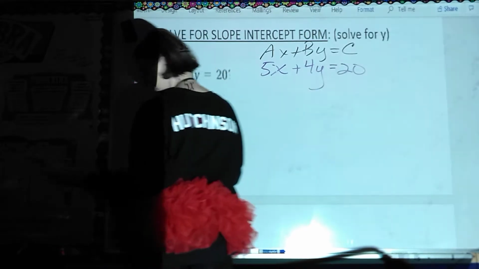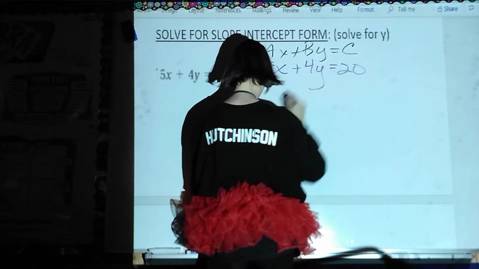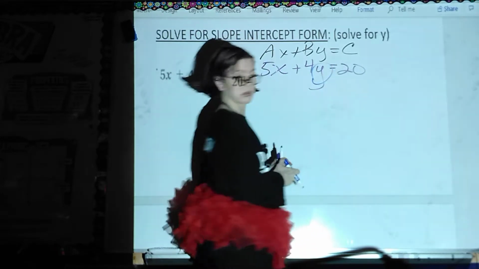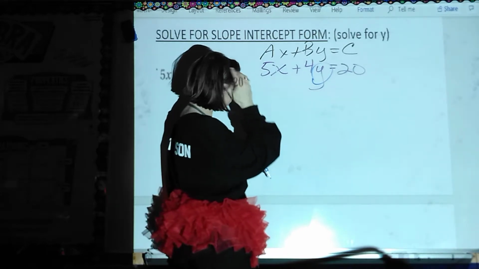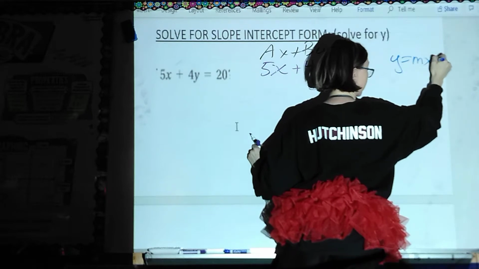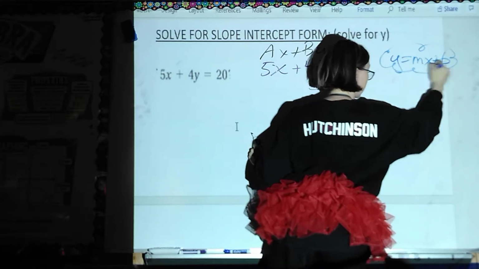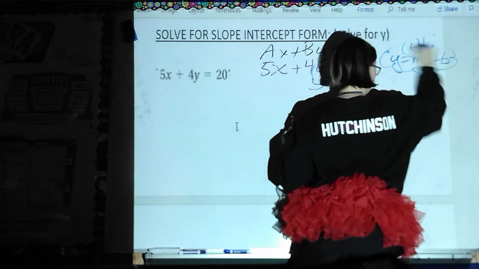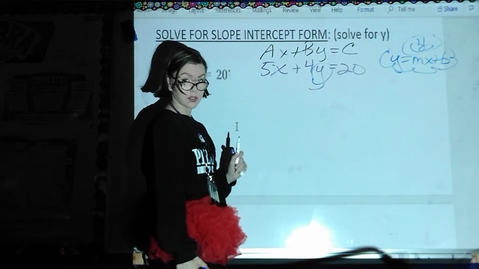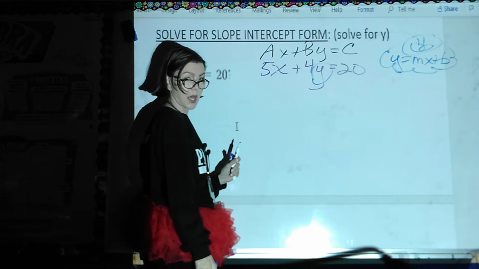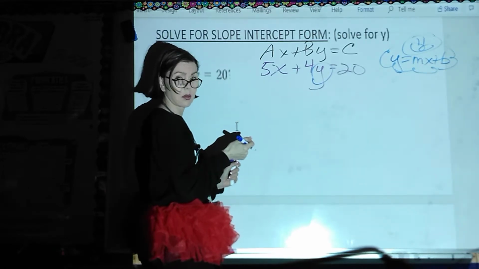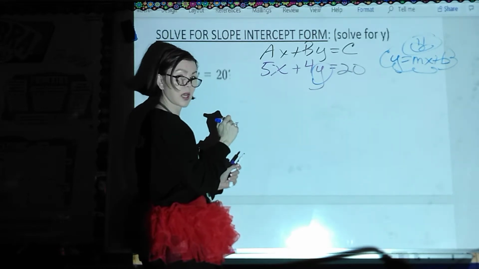Solve for slope-intercept. So, circle the y. So, what are the 2 steps? So, we're solving for what? y equals mx plus b. Okay, take it from standard, solving for slope-intercept. Solving for y. What are the 2 steps we need to do? You should be able to look at that and say, subtract 5x and divide by 4.